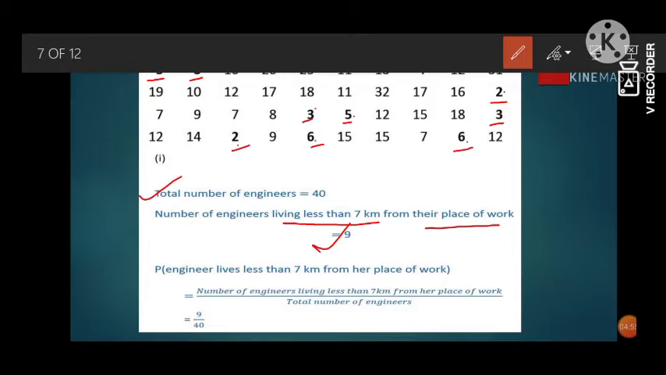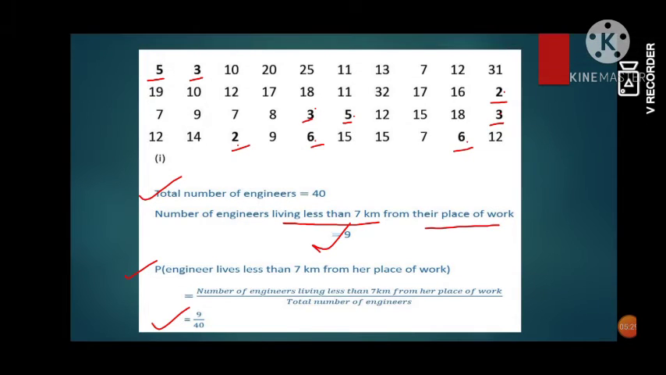So the probability, the event that is occurring here, is engineers who live less than 7 kilometers. So the probability of an engineer living less than 7 kilometers from her place of work is equal to the number of engineers living less than 7 kilometers by the total number of engineers. So the number of engineers is 9 and the total number of engineers is 40. So our probability is 9 by 40.